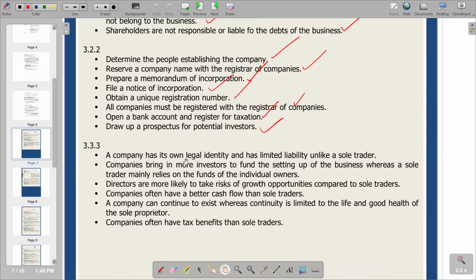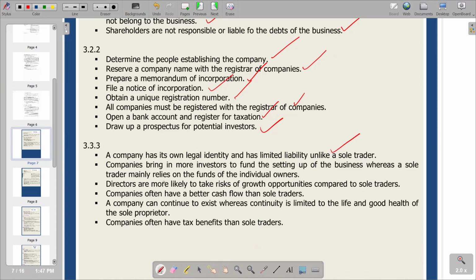On the first point, a company has its own legal identity and has limited liability, unlike a sole trader. This is an advantage from the point of view of the owners of the business. If you are a shareholder as the owner of a company, you have your own legal identity, so your personal assets cannot be taken to settle the company debts, which is different from a sole trader, where there is unlimited liability. So this becomes the first advantage.